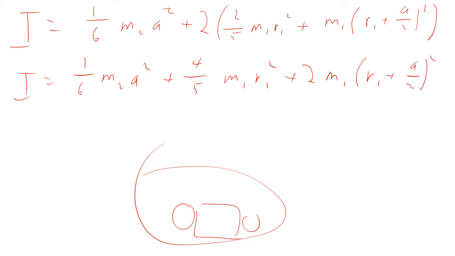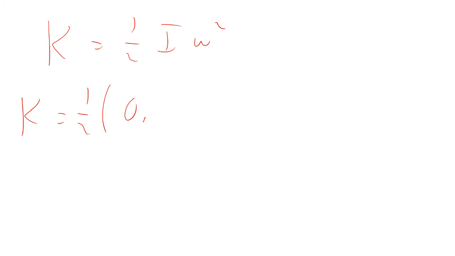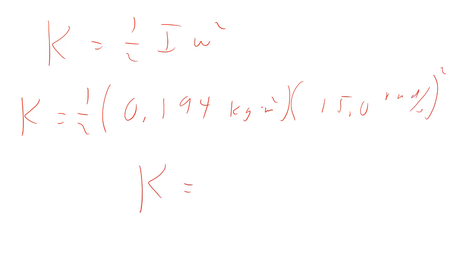All right, so if you just plug in all the numbers that we were given at the very beginning, that comes up to I equal to 0.194 kilogram meter squared. So you know that K equals 1/2 I omega squared. So that's going to be equal to 1/2 times what we just calculated, 0.194 kilogram meter squared times 15 radians per second, squared. And so the kinetic energy comes out to be 21.9 joules.